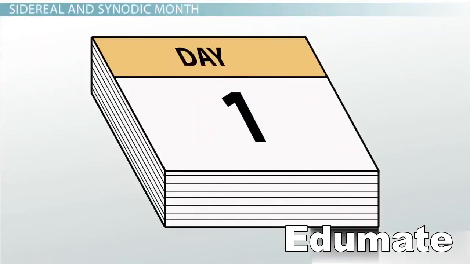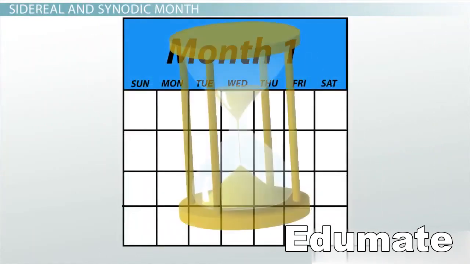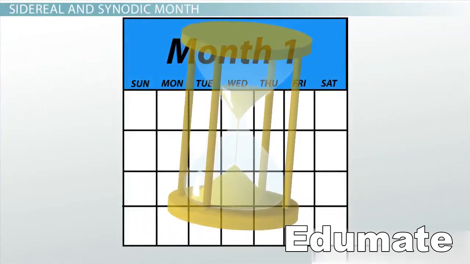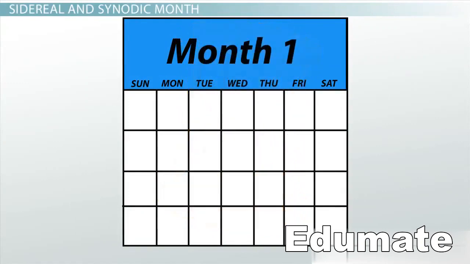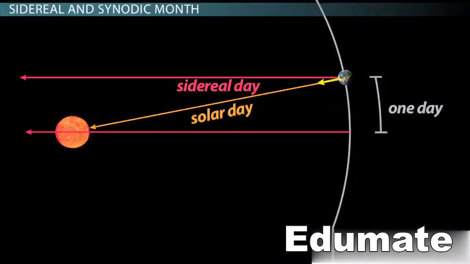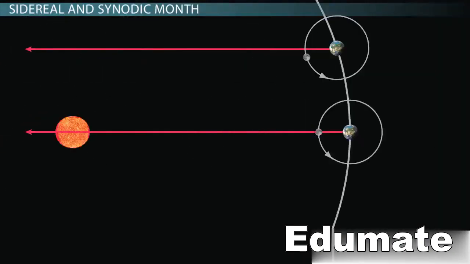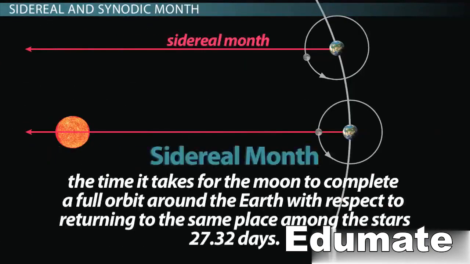The next unit of time up from the day is the month. Just as per the days of our lives, there is more than one way to measure out the months of our lives. As per the sidereal day, we can use the stars to measure the orbit of the moon about the Earth. The sidereal month is the time it takes for the moon to complete a full orbit around the Earth with respect to returning to the same place among the stars, 27.32 days.